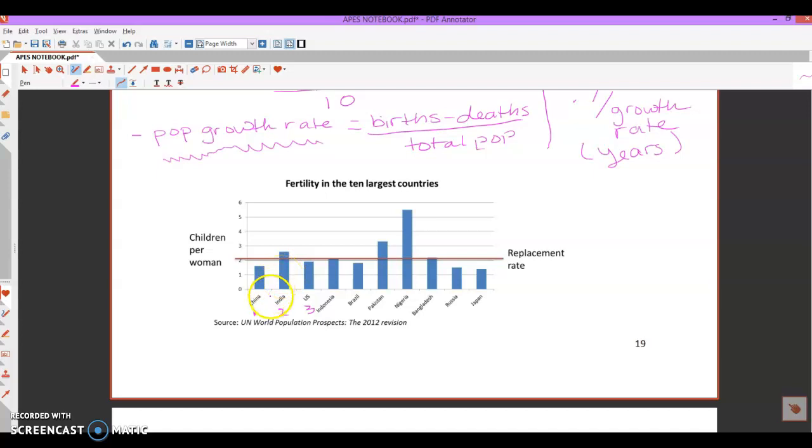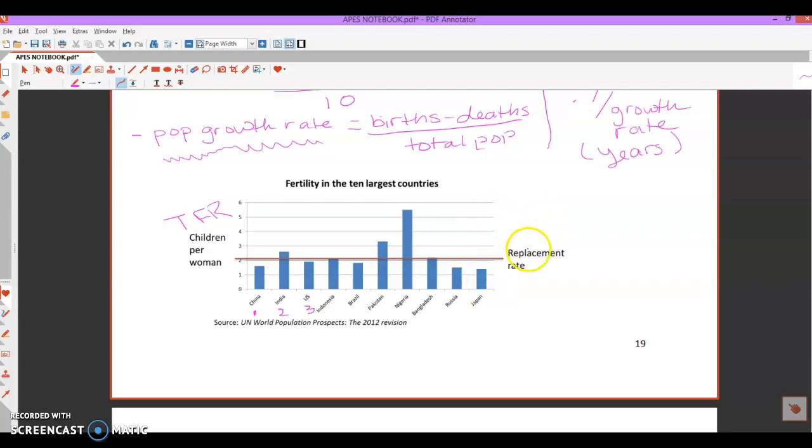Okay, so fertility in the 10 largest countries. This is the children per woman. Remember, this is the total fertility rate. And as you can see, depending upon the country, that total fertility rate changes drastically. So Nigeria, obviously, women are having in between 5 and 6 children per household. Japan, it's not even quite 2. So most people are just having 1 child.